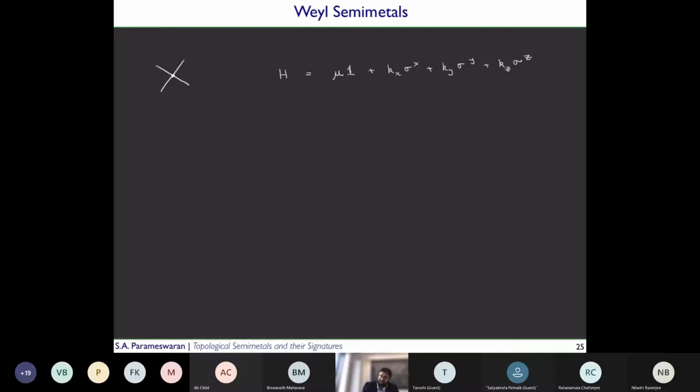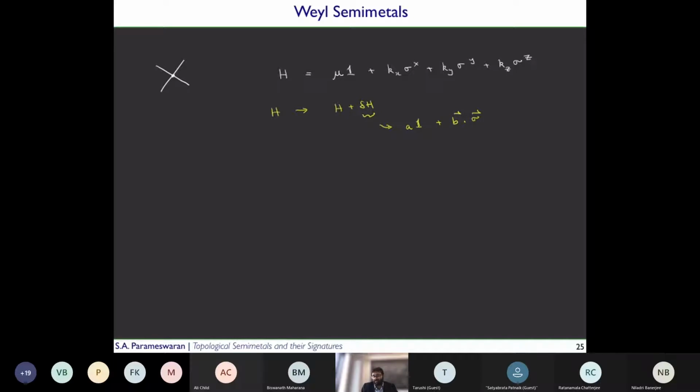Let me add any perturbation. So let me say H goes to H plus delta H. Well, delta H has to be Hermitian, which means I can write this as a times the identity plus some b vector dot sigma, right? Whatever parameters go into H, it has to be writable in this form.